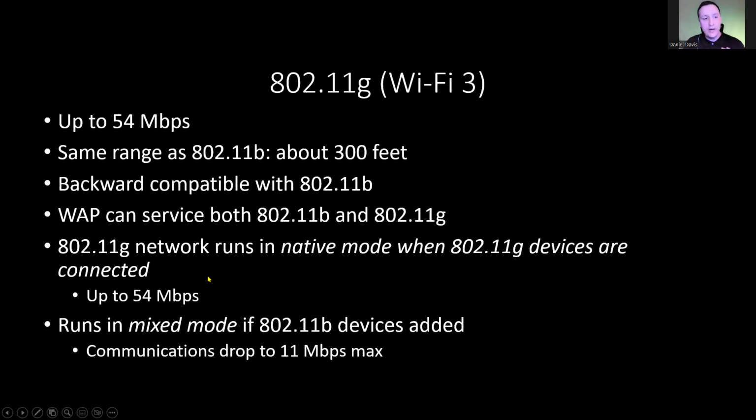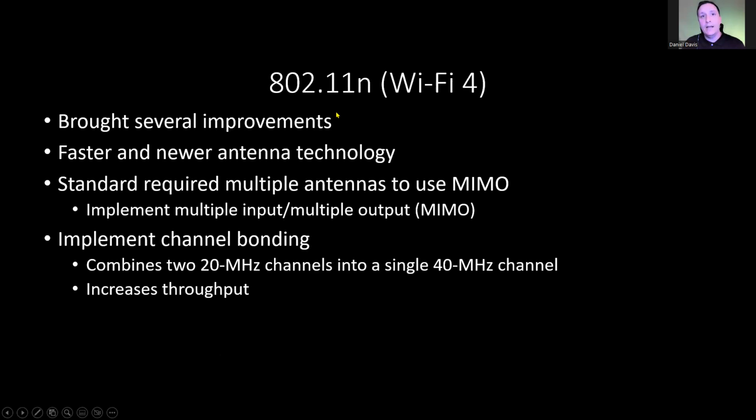So when you have an 802.11g network using only 802.11g devices, you will get that 54 megabit speed, so that much faster speed. However, if you're mixing devices, so if you're using the older and the newer stuff, it will run in what is called a mixed mode, where things drop down to a lower speed of 11 megabits per second max. So again, it can support both devices, but if you do, you get that lower speed.